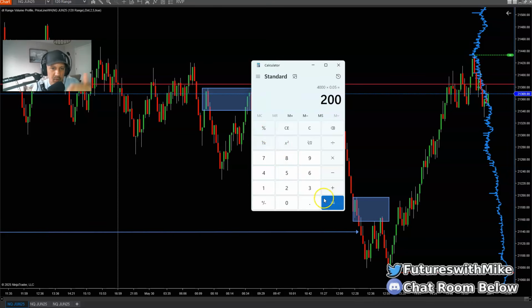Okay, $200 risk, same parameter, 1-to-1, 12.5 point stop. And then we're going to go 200 times 5 days in a week times roughly 4.3 weeks, $4,000. Now we have a total of $8,000 at the end of month 4.